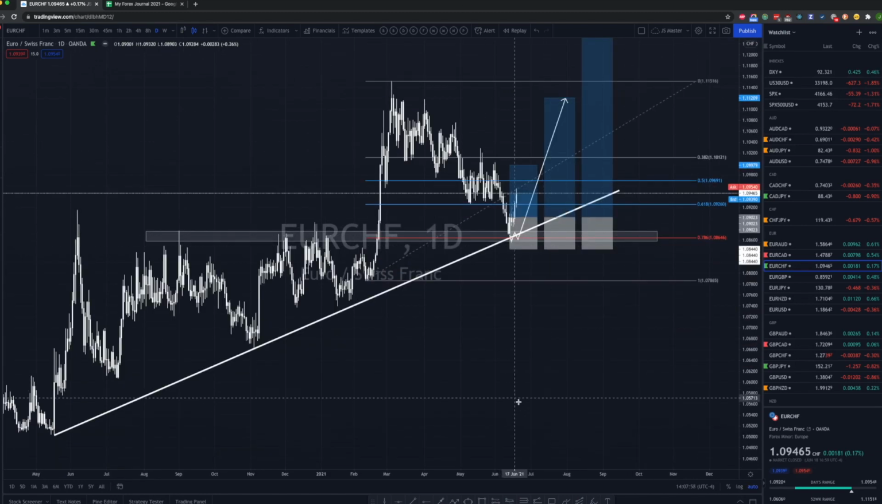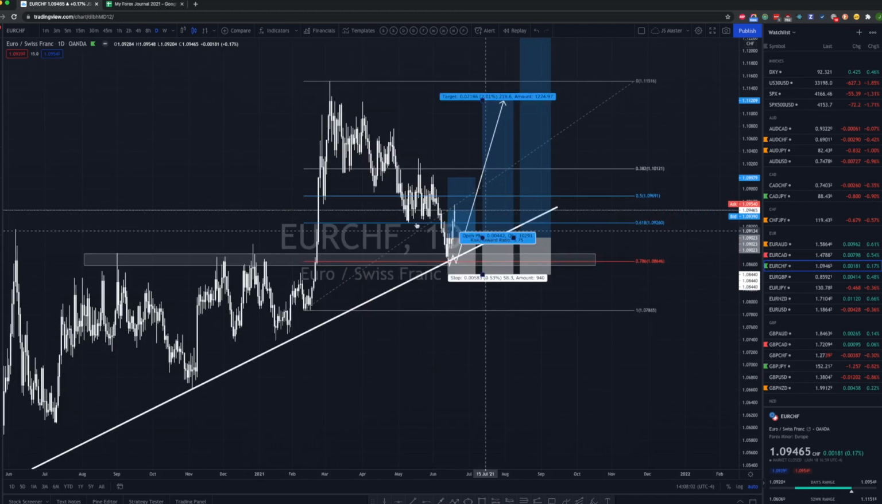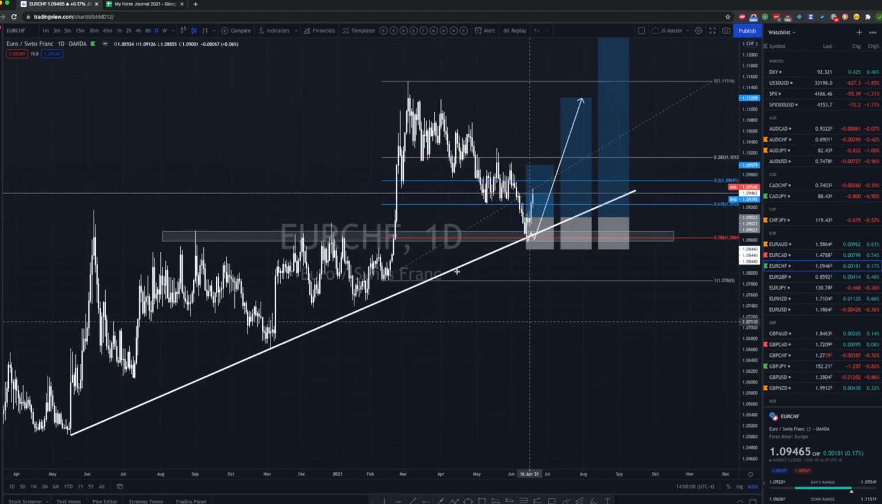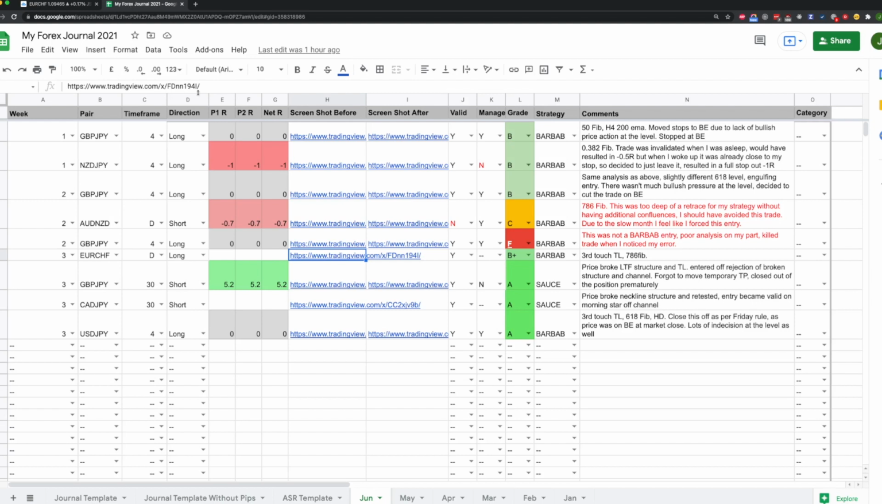So yeah, just a new high on the daily. We'll see if that works out. But I presume if it is going to push in my favor, it's probably going to take some time, right? It's probably going to take quite a few weeks. So just being patient on that one.